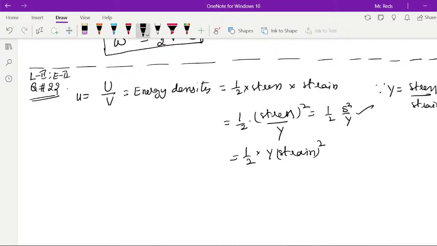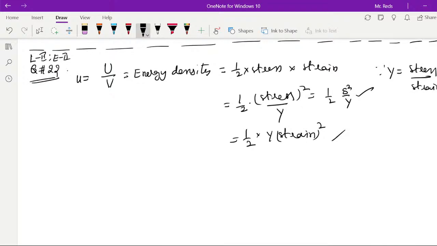And if a strain is given as sigma, then half into Y into sigma square, like that you have to write it. So that's it. That's why it is mentioned as a direct formula. You have to just keep in mind these different relations. Right, it is energy per unit volume. Otherwise, if you ask for the total energy, we have to multiply all these expressions with volume. That's it. Then next question.